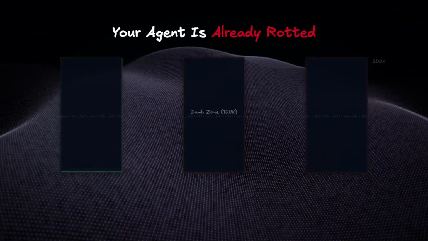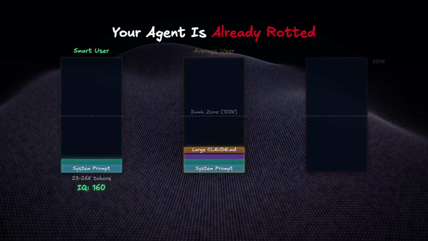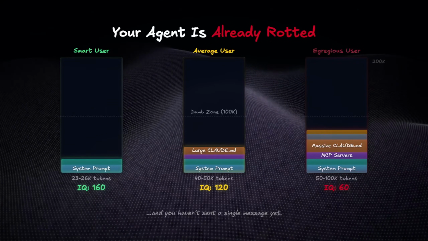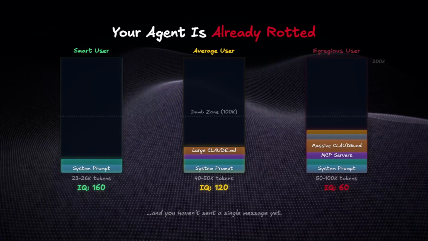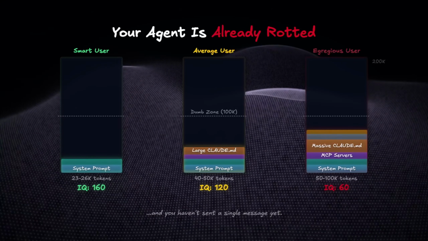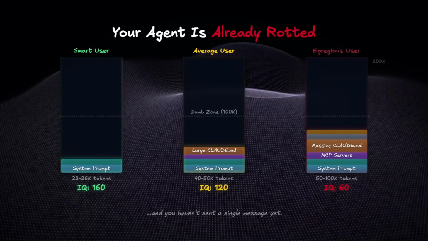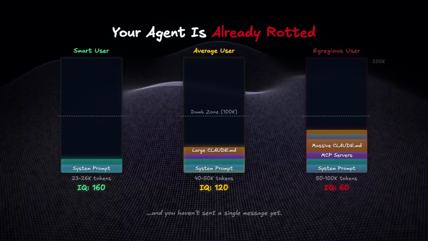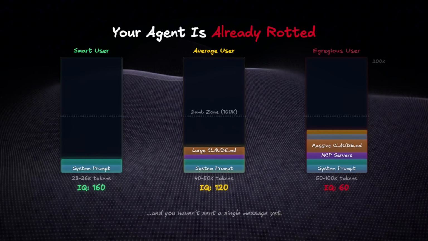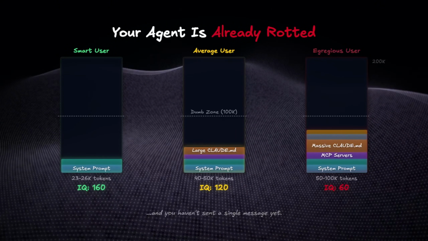Your agent is already context rotted before you type a single word. Smart users start their sessions between 23 and 26,000 tokens. That's system prompts and built-in tools alone. Average users sit at 40 to 50K because they've added MCP servers and a decent-sized Claude.md. And egregious users are already above 50 to 100,000 tokens.